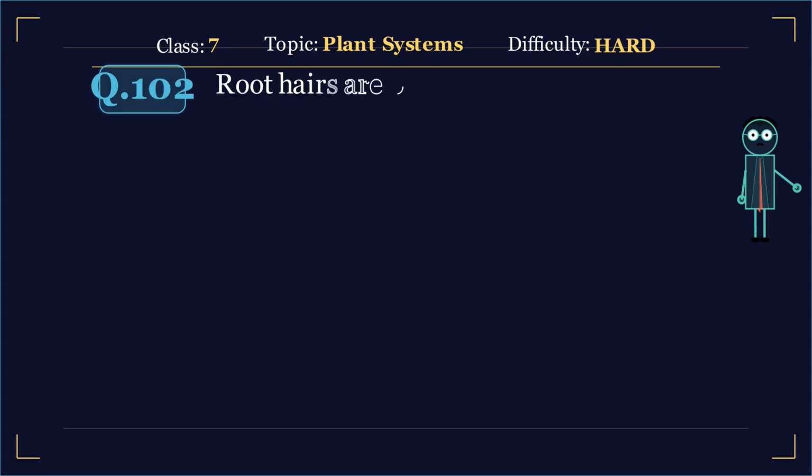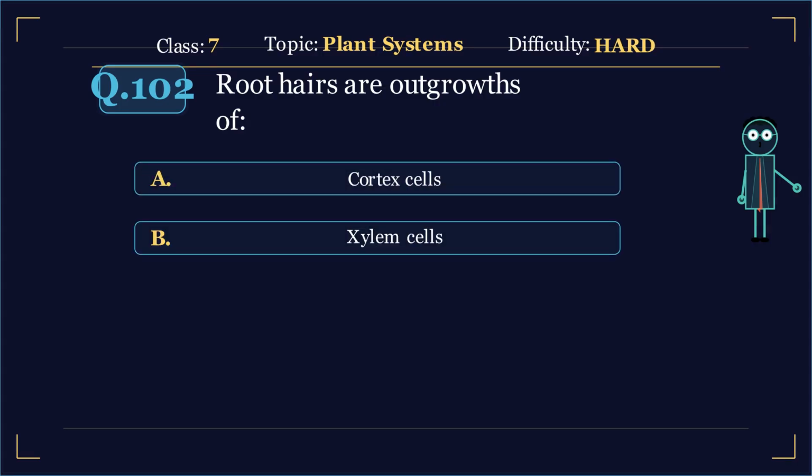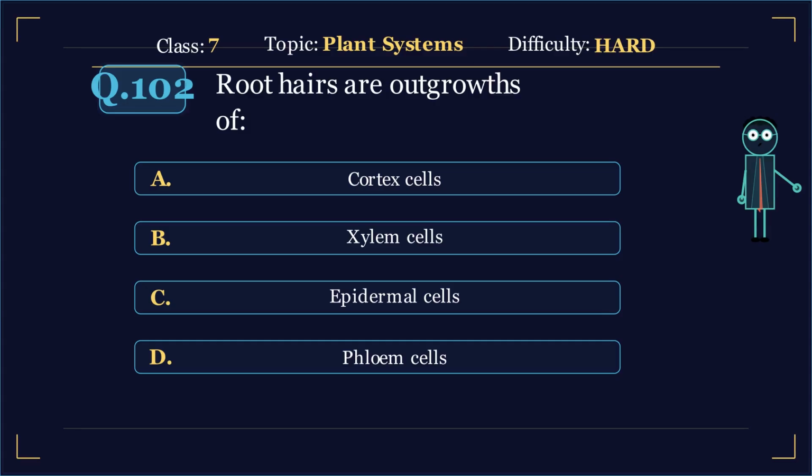Question 102. Root hairs are outgrowths of: Option A, cortex cells. Option B, xylem cells. Option C, epidermal cells. Option D, phloem cells. The correct answer is option C.